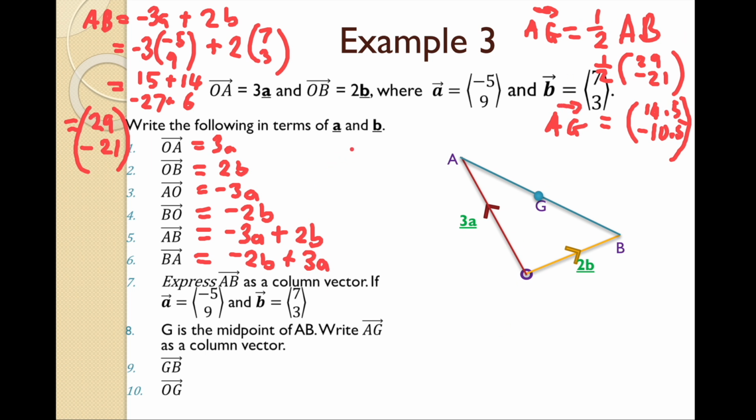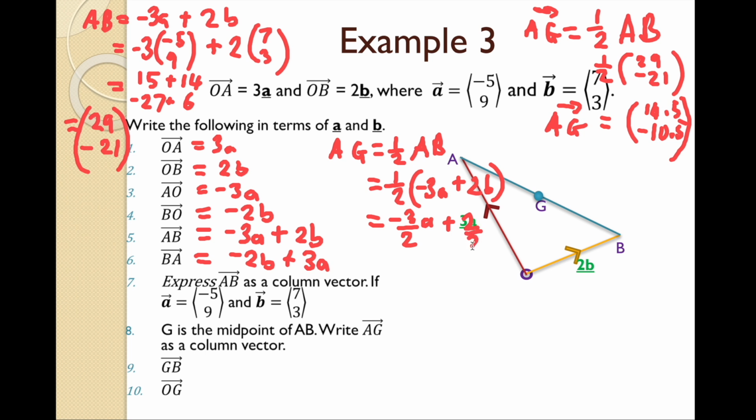Now, if I had to write that as a vector in the form of AB, we'll do the same thing. So we'll say AG is half of AB. So what is AB as an expression in letters? Negative 3A plus 2B. So then we would say half of that would be minus 3 over 2A plus 2 over 2B, right? So what's 2 over 2? That's the same thing as 1, right? So that's just going to be B.